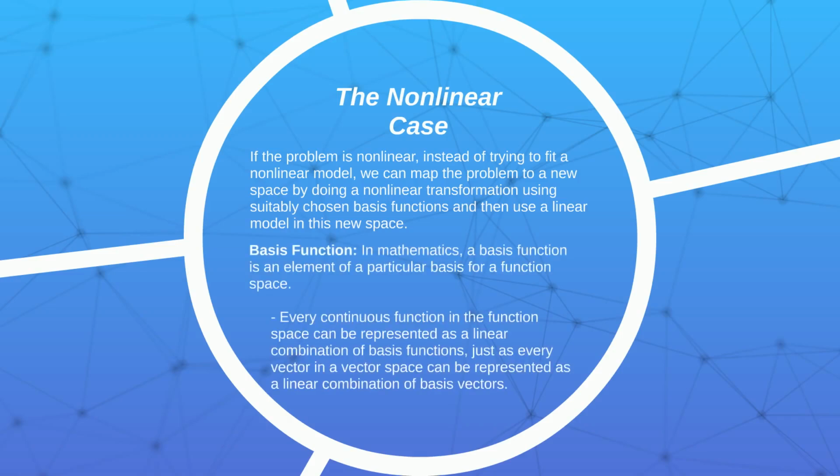So that was a lot of spaces and basis functions. We haven't covered basis functions, so I'm just going to give you a quick definition here. Google will tell you that a basis function in mathematics is an element of a particular basis for a function space. When I first read that, that was kind of hard for me to follow. So we've got some simplifications below. Every continuous function in the function space can be represented as a linear combination of basis functions, just as every vector in vector space can be represented as a linear combination of basis vectors. So this is similar to a Taylor expansion, however, it's going to be a vector expansion or a linear combination of basis vectors.